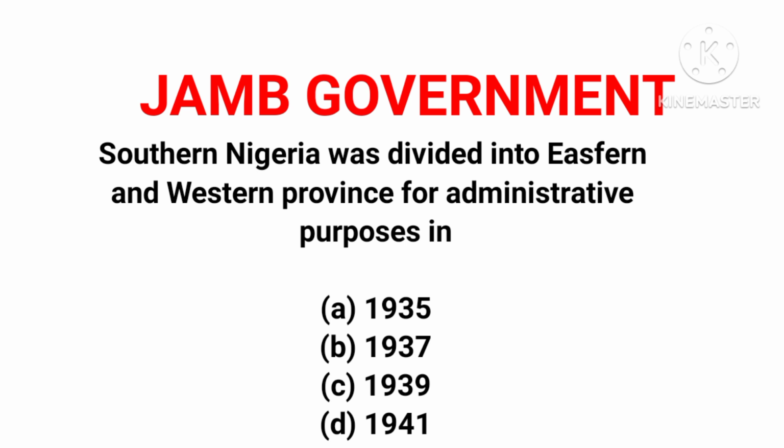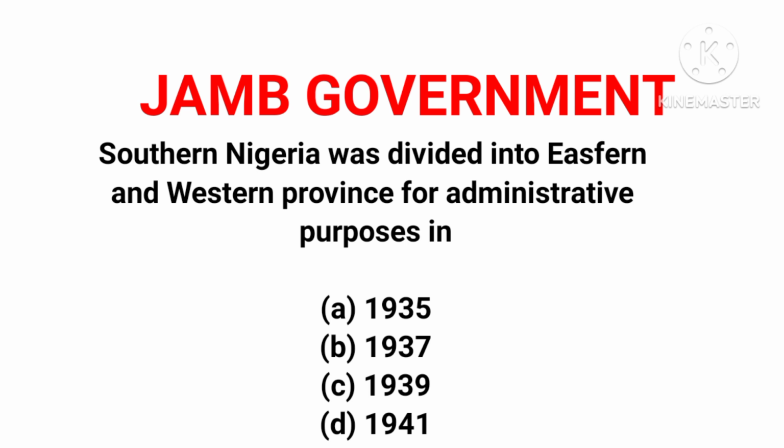Now let's look at the question again and choose the correct answer. We have option A, 1935, and this is incorrect. Option B, 1937. Option C, 1939. This is the correct answer. Option D, we have 1941. So like I said, option C is the correct answer.